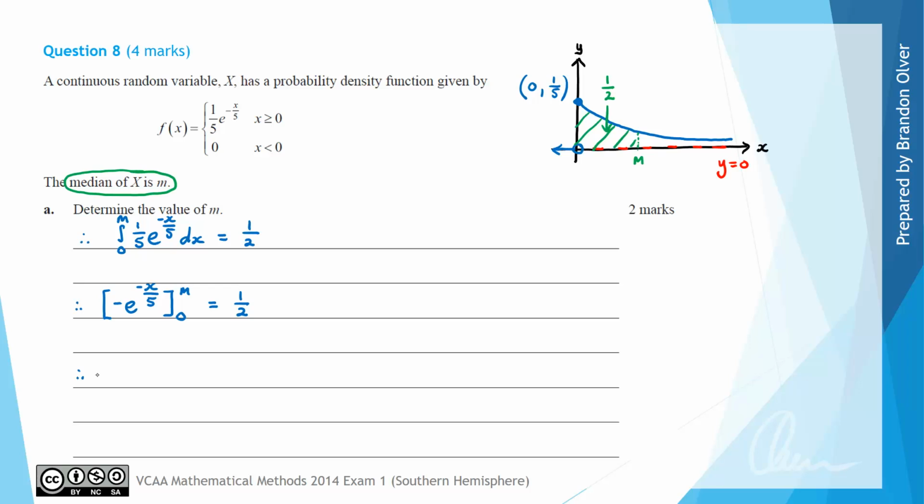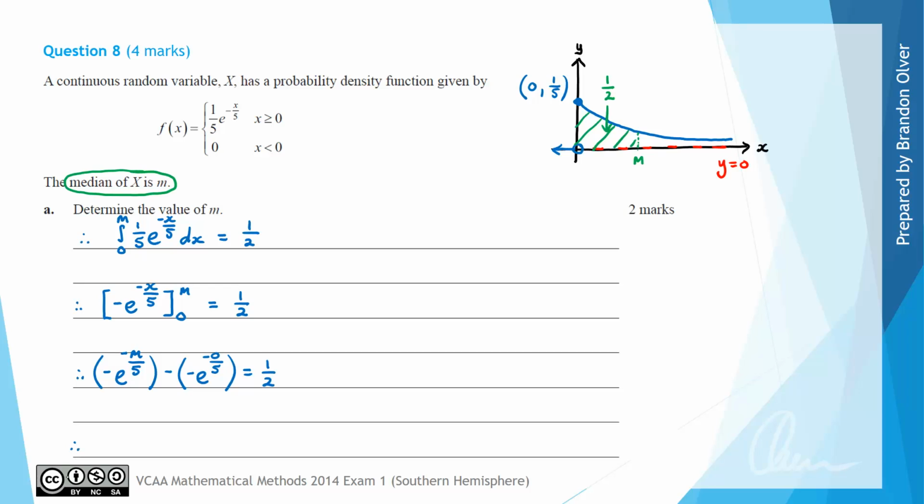So to evaluate that, we're going to start by substituting in the upper terminal. So we'd have negative e to the power of negative m divided by 5. And then we'd subtract away the lower terminal substituted in, which would be negative e to the power of negative 0 over 5. And that would still equal 1/2.